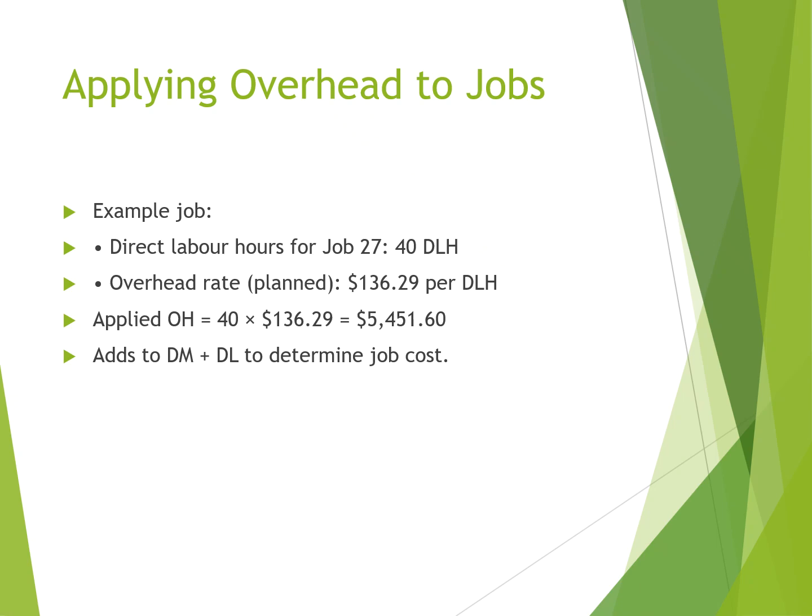Let's apply the rate to a real job. Suppose job 27 used 40 direct labor hours. We multiply 40 hours by the planned overhead rate, which is $136.29. That gives us an overhead amount of $5,451.60. You would add this to direct materials and direct labor to get the full job cost.